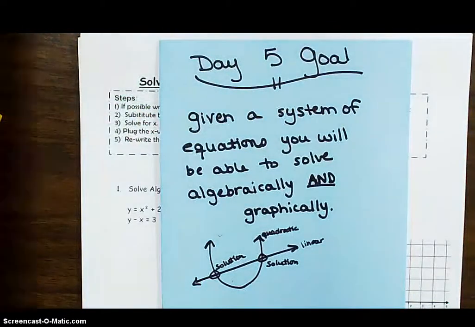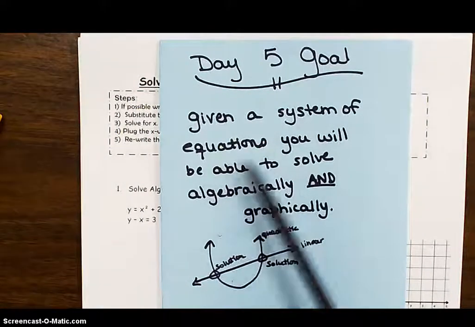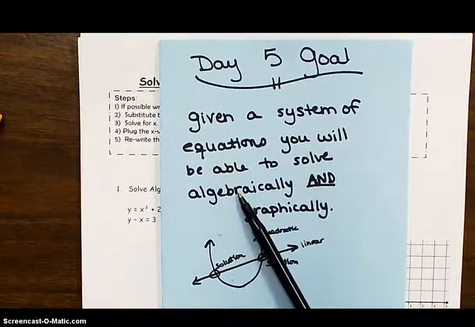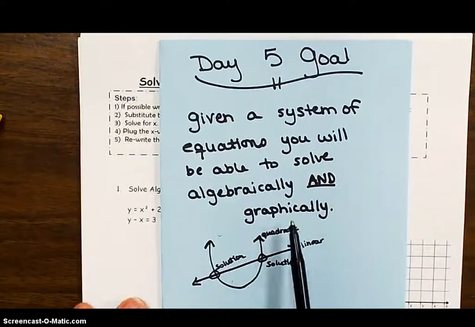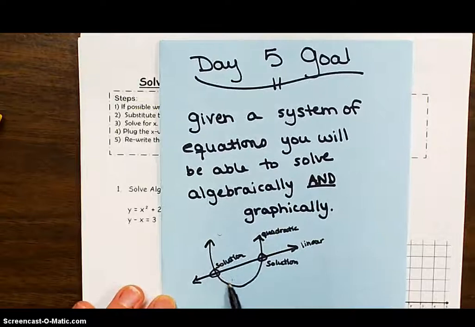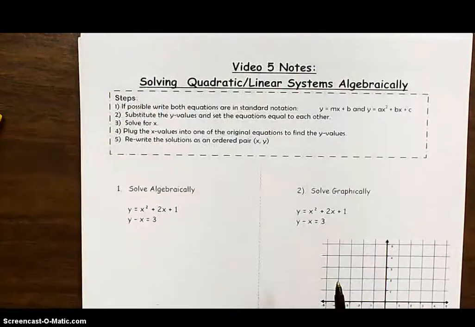Today you're going to get a break from word problems, and we're actually going to go back to using a graph. So our goal for today: given a system of equations, you will be able to solve algebraically and graphically. So we haven't graphed in a little while. Remember, graphing, if we have a quadratic that looks like a parabola, a linear equation is a line, so you get those two solutions there. All right, so let's go ahead and take a look.